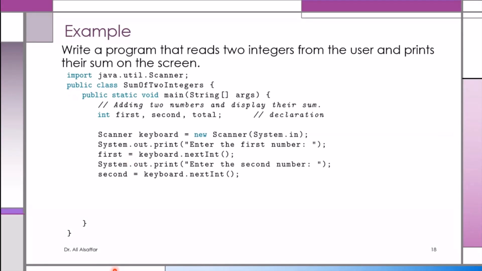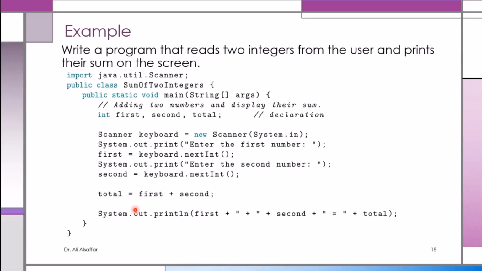Next, we ask the user to give us the data. Enter the first number, the user will respond. Enter the second number, the user will respond. And then we do the calculation, which is writing an equation. Remember, this is not a mathematical equation, this is computer. The right-hand side will be calculated, add first and second, and then save the answer into total. Finally, you print the total by typing what is first, what is second, and what is total.